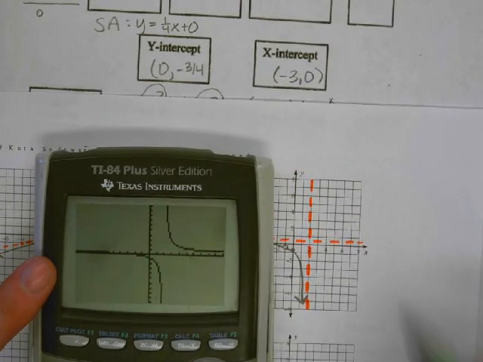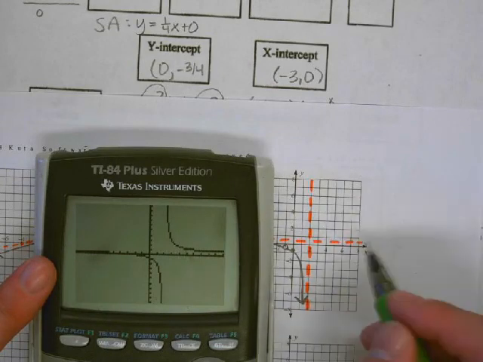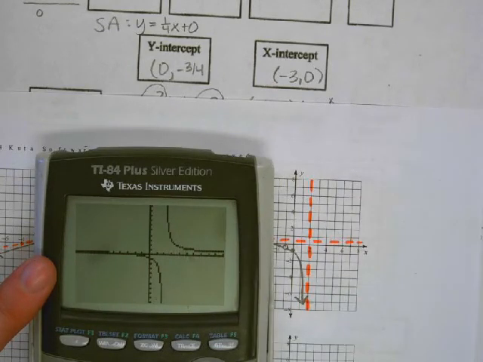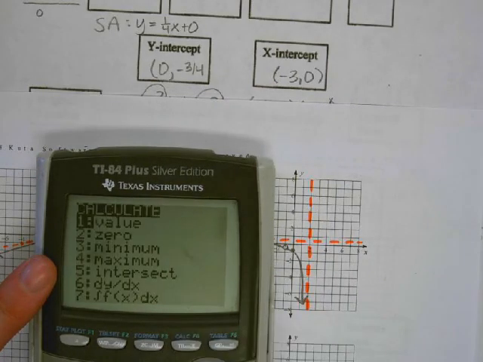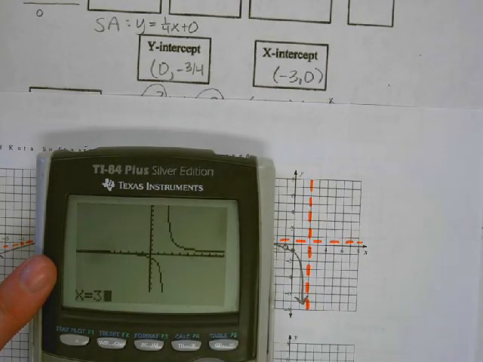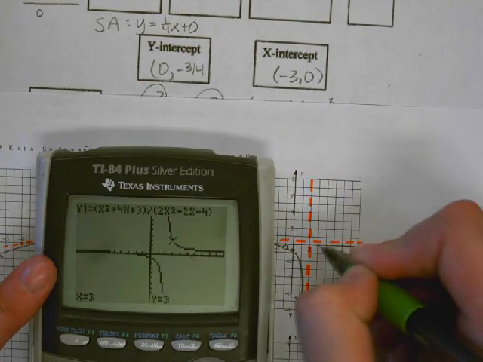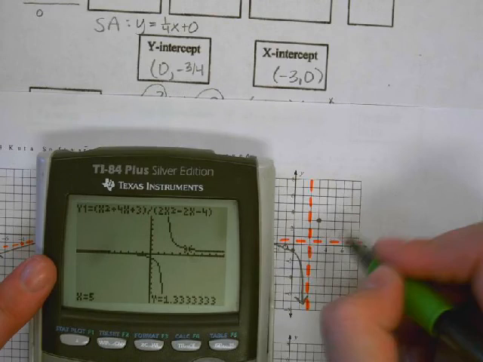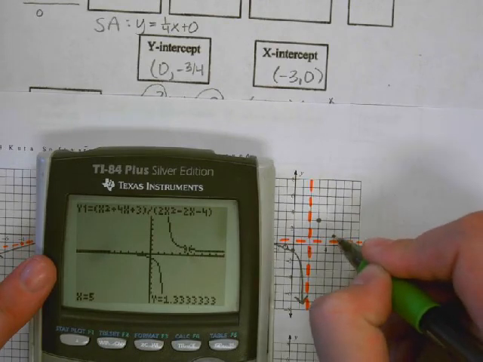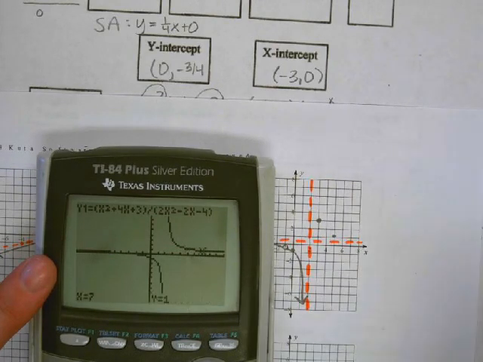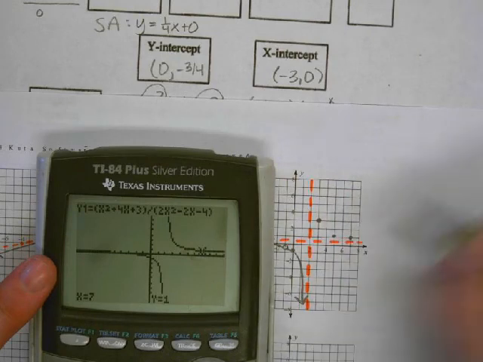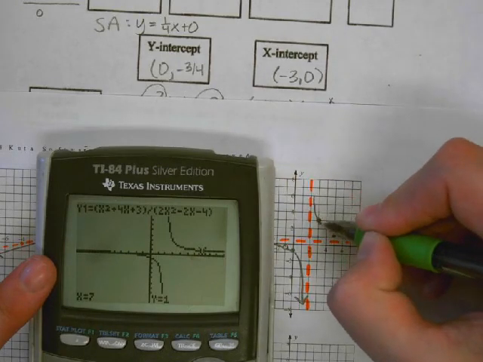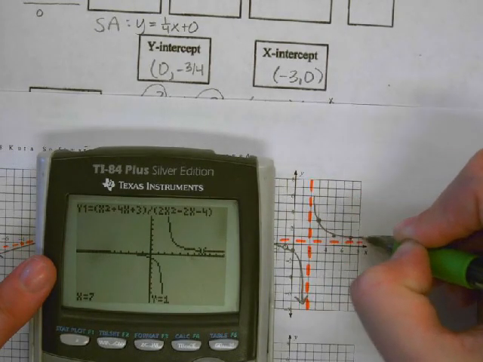And then I just need to find a few points over here so that I know what the rest of the graph looks like. So again, you can look at your table. I like to do second trace and plug in specific values that I want. So if I plug in 3, I get 3. 5, I get 1 1/3. 7 is 1 exactly. And that's enough points for me to really see what's going on here.